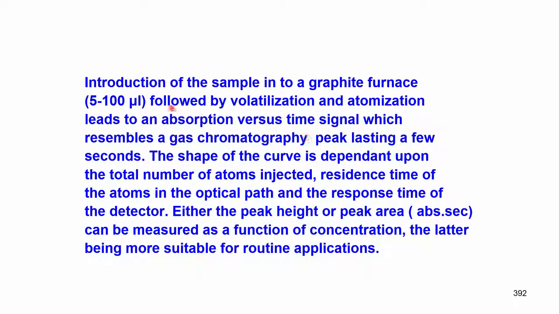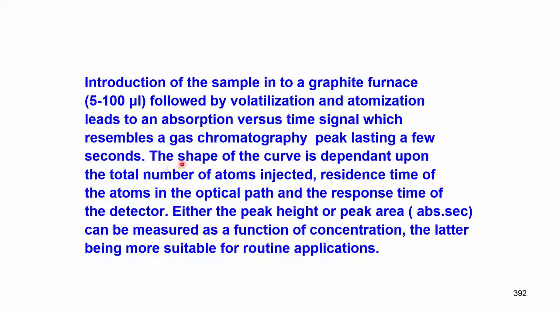So, what we mean is, we introduce the sample into a graphite furnace. The sample size can be 5 to 100 microliters. That means you have to use a micropipette here, you cannot use ordinary glass pipettes. So, it is volatilized and atomized, and that leads to an absorption versus time signal, which resembles a gas chromatography peak. It does not give you a line peak. It is a gas chromatography like peak lasting a few seconds.